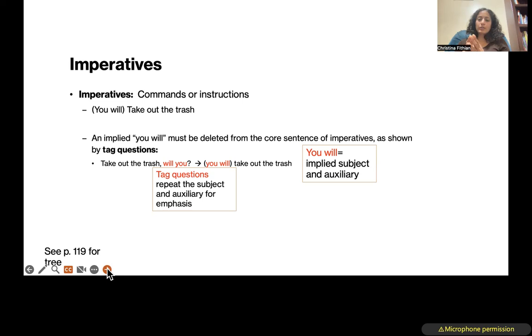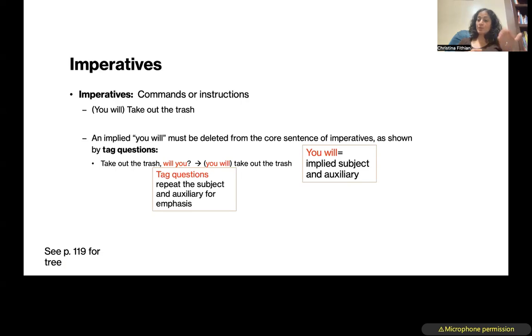Now, imperatives are a little bit unusual in the sense that there is kind of this implied you will before the imperative that needs to be deleted from the core sentence. So the implied you will is here. You will take out the trash. Now, why would we say that there is this implied you will that exists?